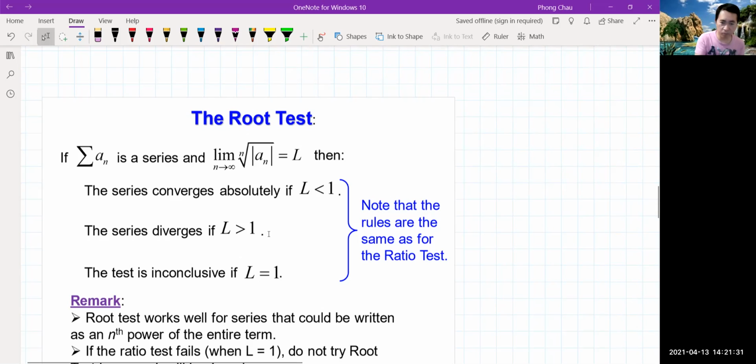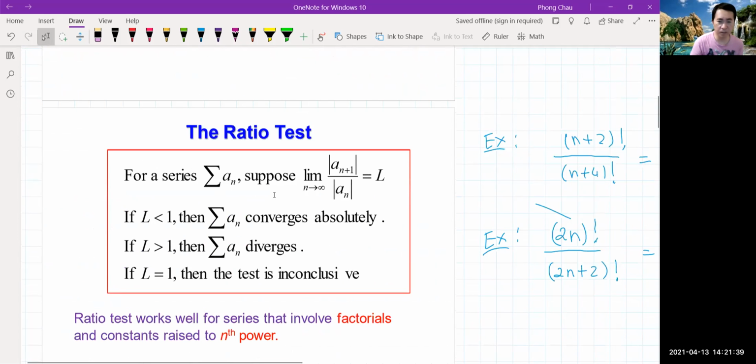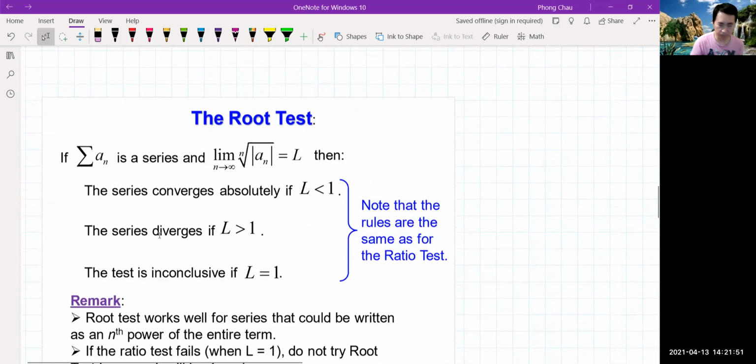Note that these three conclusions are the same rules as for the ratio test. If you recall up here, when we do the ratio test of consecutive terms equal to L, these three conclusions will be the same as these three.